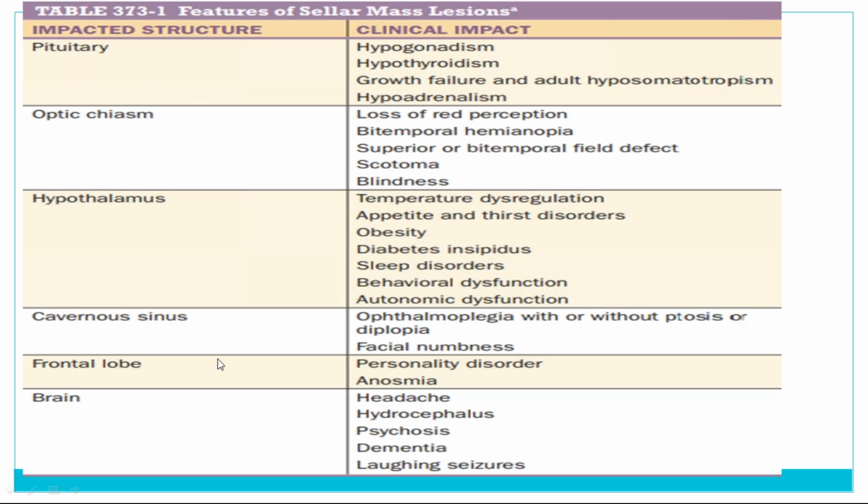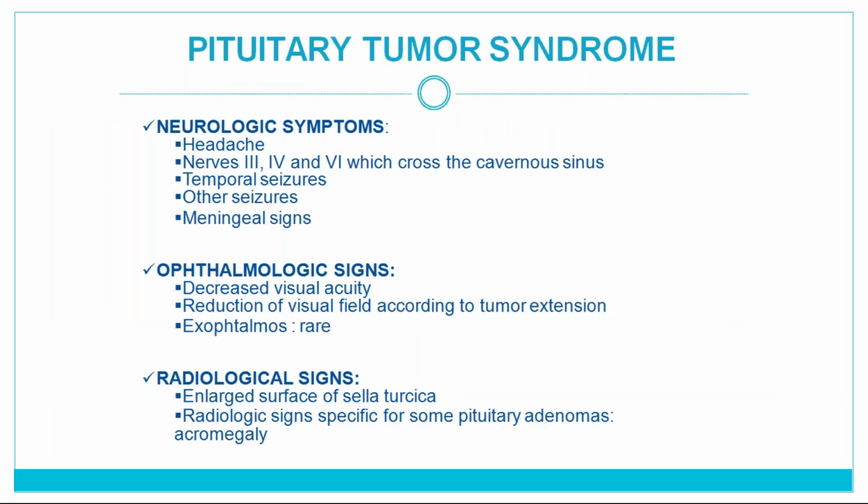Okay. If the frontal lobe is compressed, then there will be anosmia or personality disorders. Raised ICT symptoms already we know. Headache will be there. Hydrocephalus can be there. All this can be. These are the symptoms due to local mass effects on various structures in and around the pituitary gland. So the pituitary tumor syndrome, already same slide only.